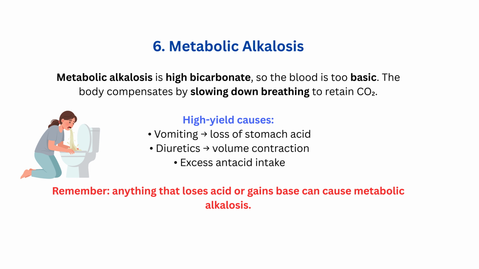6. Metabolic alkalosis. Metabolic alkalosis is high bicarbonate, so the blood is too basic. The body compensates by slowing down breathing to retain CO2. High-yield causes. Vomiting leads to loss of stomach acid. Diuretics lead to volume contraction. Excess antacid intake. Remember, anything that loses acid or gains base can cause metabolic alkalosis.